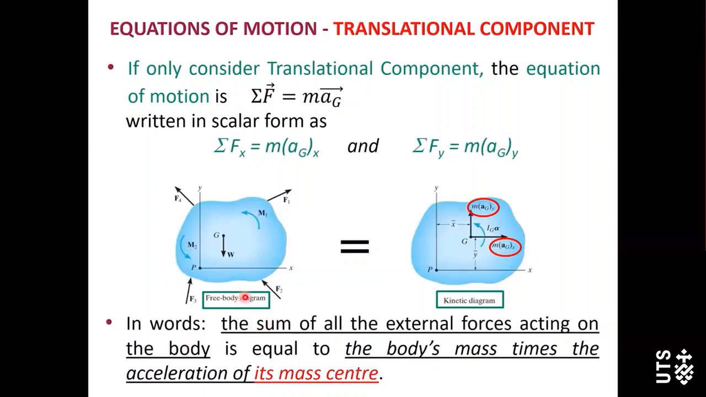If we only focus on translation component, here what we can get is the sum of all the external forces acting on this rigid body should be equal to the body's mass times the acceleration of its mass center point G, and here expressed using x component and y component of AG.